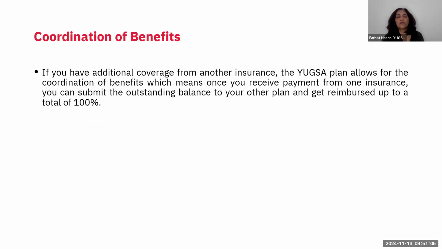Coordination of benefits. So if you have another plan, for example, if your spouse is covered under a different plan and you are enrolled in the YUCSA plan and you want to use both plans, it can be done. You can submit your claim first to Green Shield, which is your primary plan, and then whatever leftover amount is not covered by the insurance, you can submit to another insurance, and that way you get 100% covered for all your expenses.